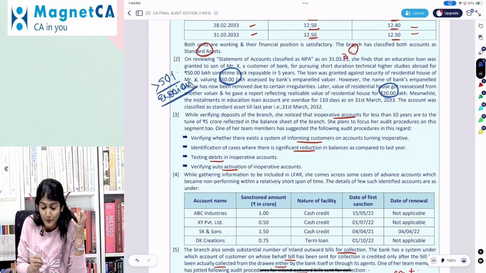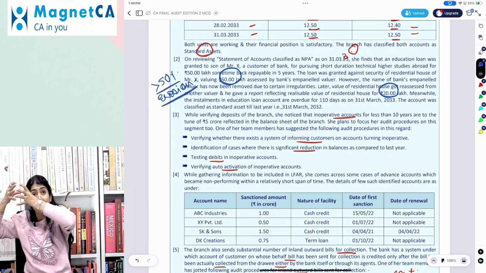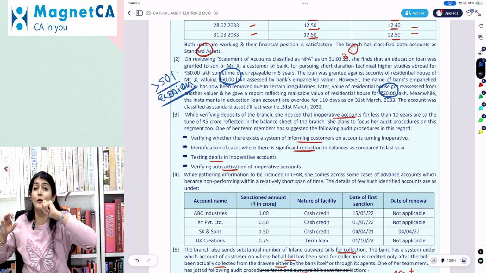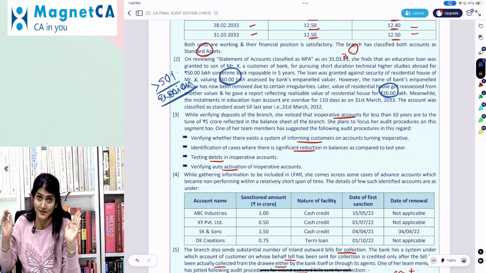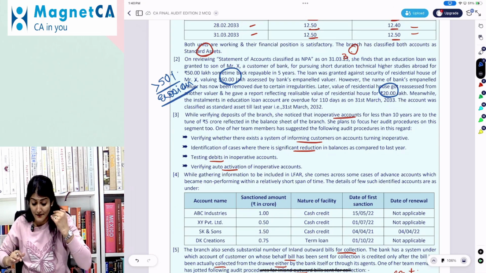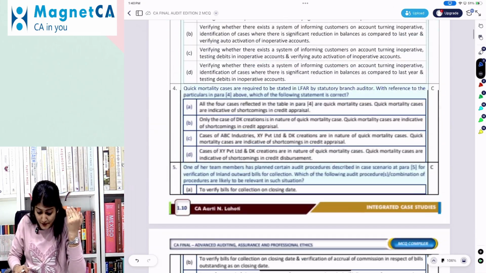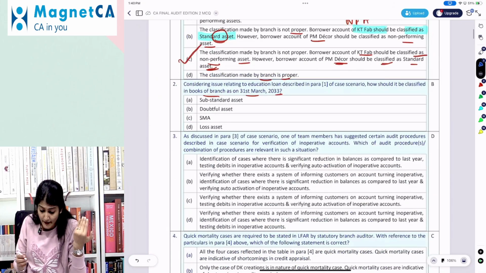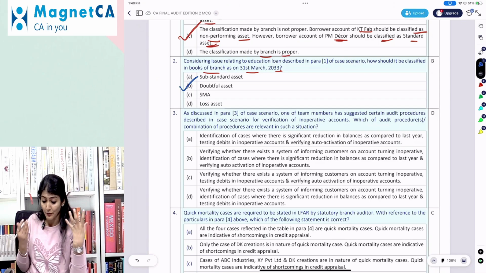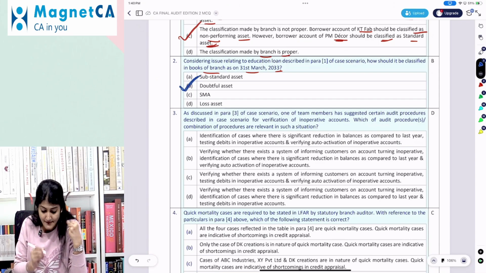What do the RBI prudential norms say? That when there is more than 50% erosion in the value of the security, straight away the account is to be classified as a doubtful asset. More than 90% erosion, straight away to be classified as lost asset. More than 50% erosion, straight away to be classified as the doubtful asset. So among substandard, doubtful, special mention account or lost asset, it is to be classified as doubtful.